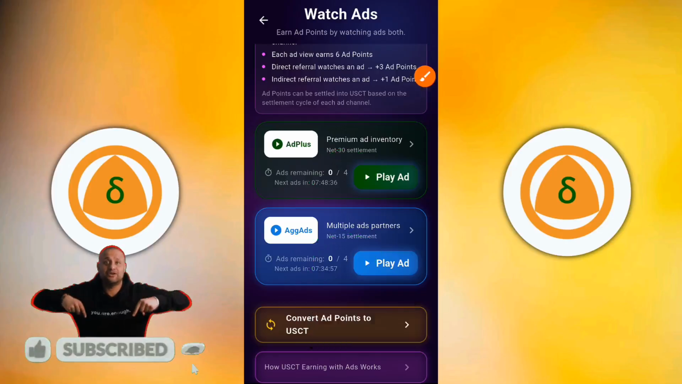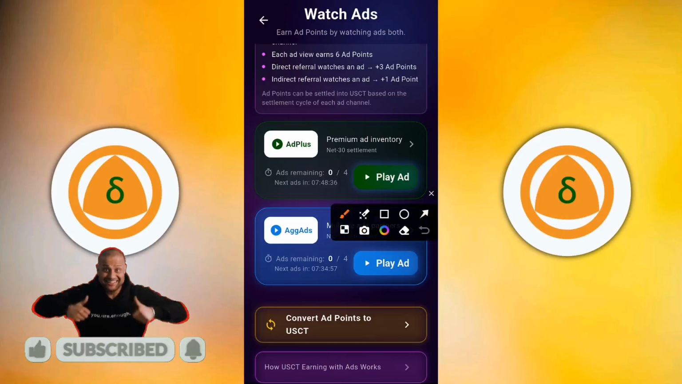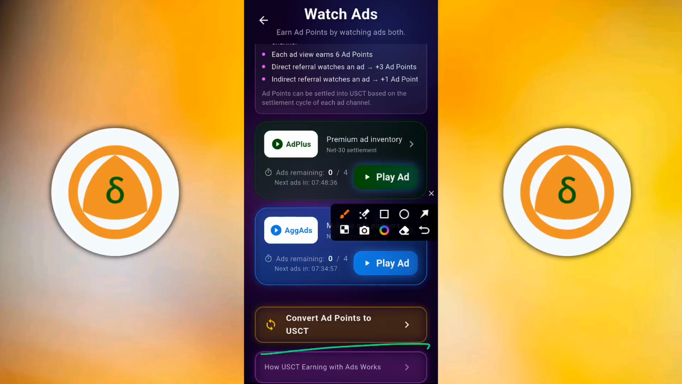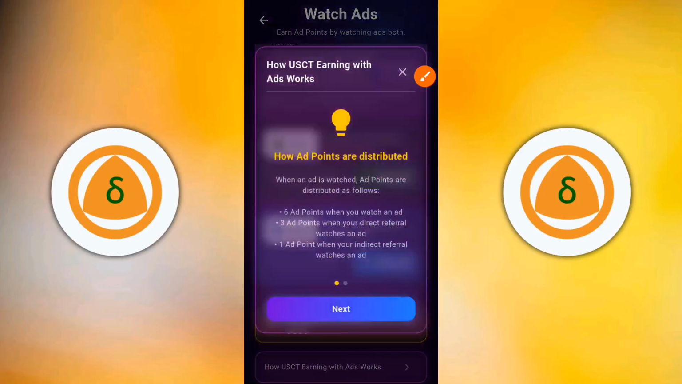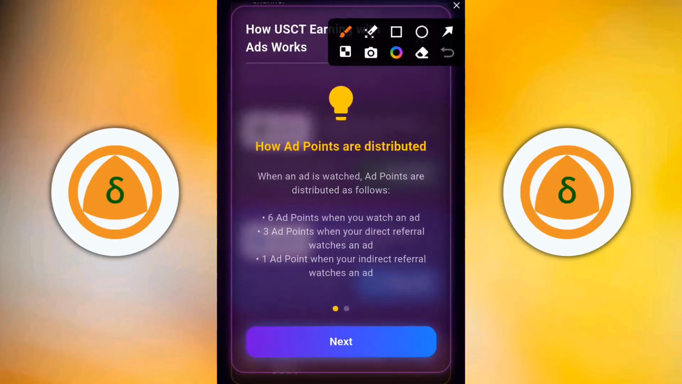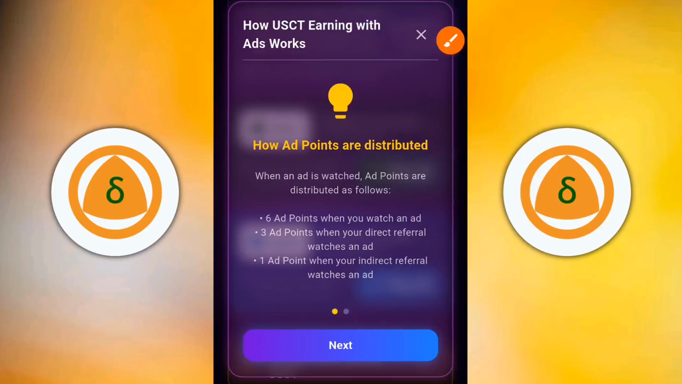Now, before I go on to show you how to convert ad points to USDT, let me quickly show you how USDT earning with ad works. So let's click on this right now. Now you can see right here how ad points are distributed. It says right here that when an ad is watched, ad points are distributed as follows. So 6 ad points when you watch an ad, 3 ad points when your direct referral watches an ad, 1 ad point when your indirect referral watches an ad. Now I think I've explained this before.